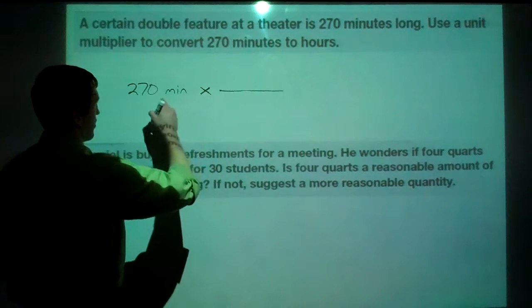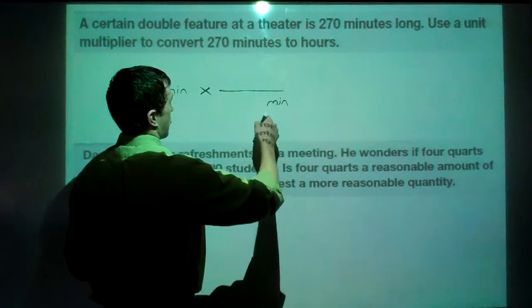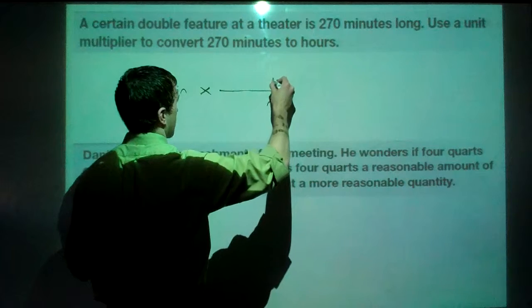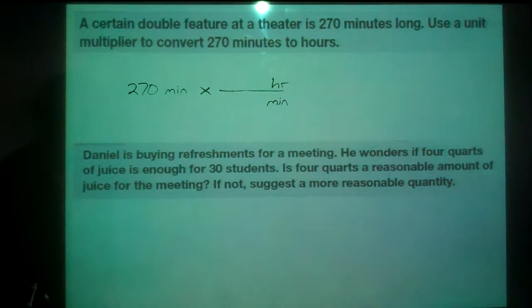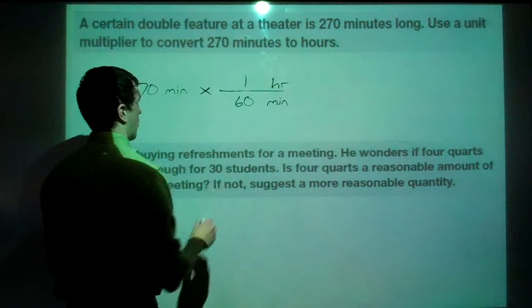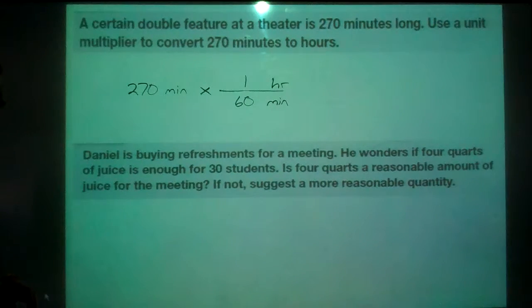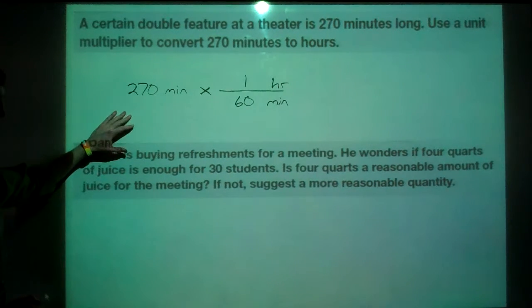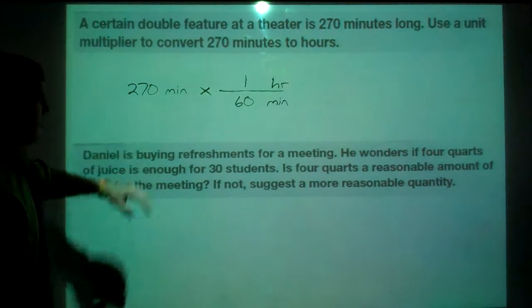And remember, whatever unit you start with goes in the bottom here. And we're trying to relate minutes to hours. And how do we relate minutes to hours? How many minutes are there in an hour? Well, there are 60 minutes in 1 hour. Okay. So now we can do that same rule again, where we divide by anything on the bottom, multiply by anything on the top. So really what we have here is 270 divided by 60.